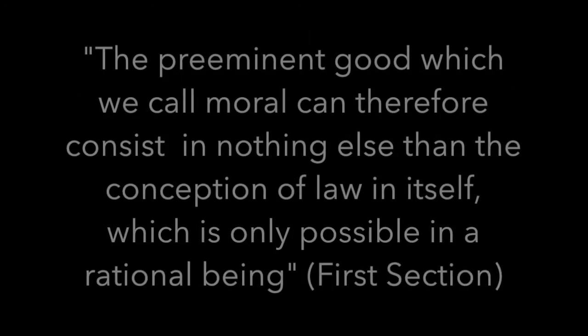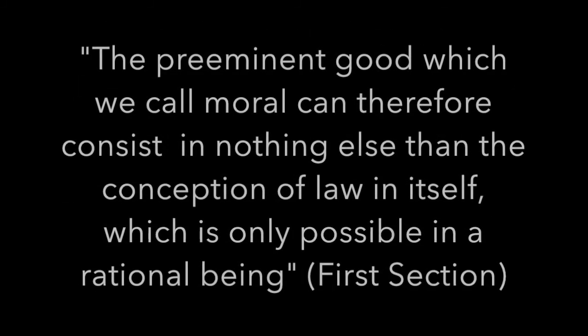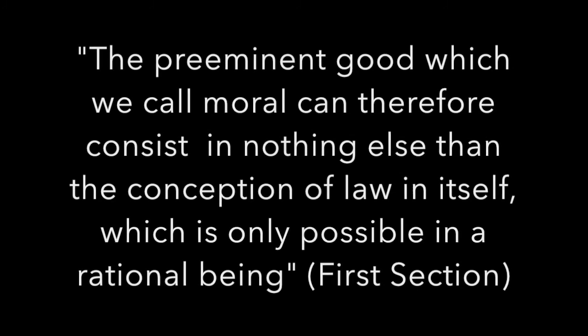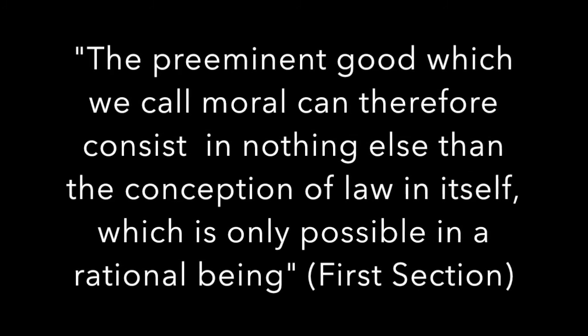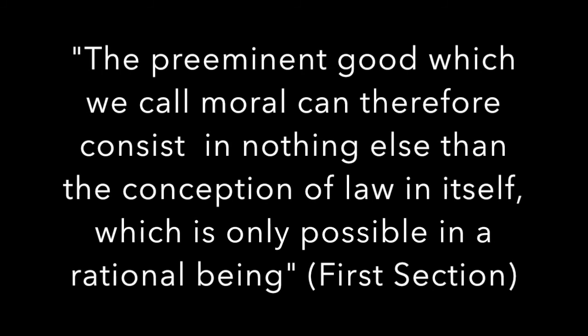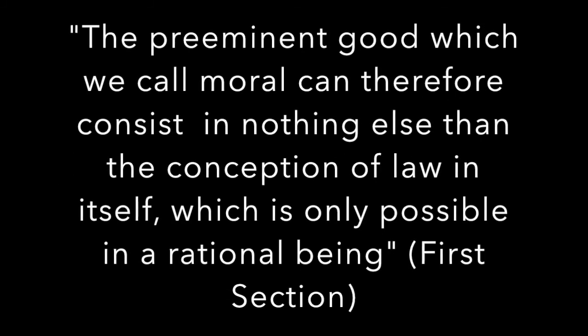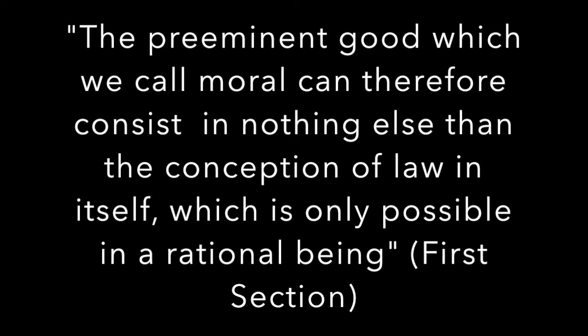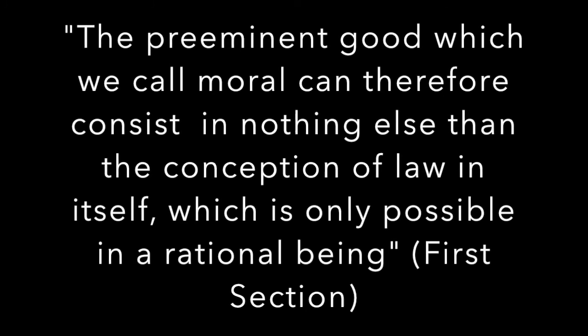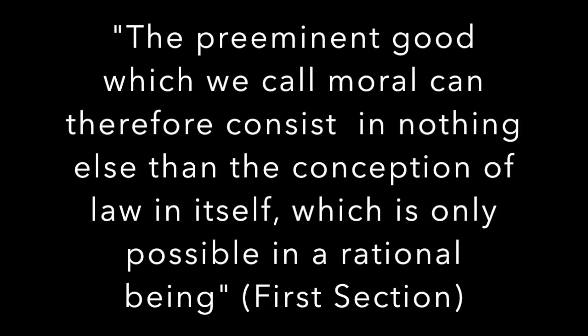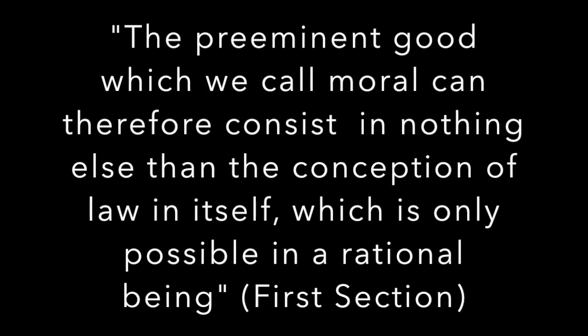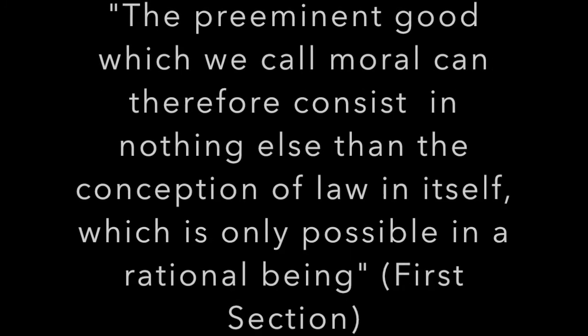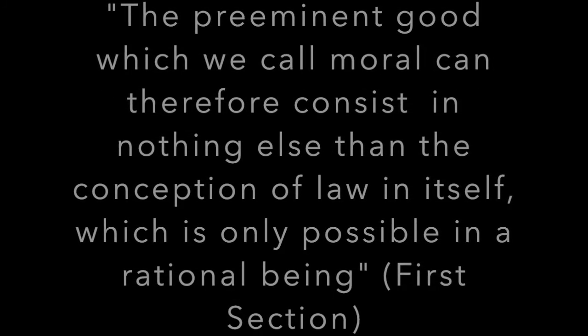He says, instead, "The preeminent good, which we call moral, can therefore consist in nothing else than the conception of law in itself, which is only possible in a rational being." Kant is very particular about linking this idea of law with the idea of rationality. He believes only rational beings are capable of following rules and are therefore capable of being moral.